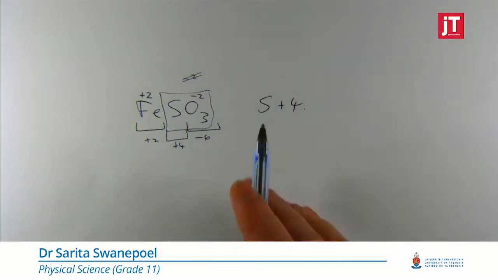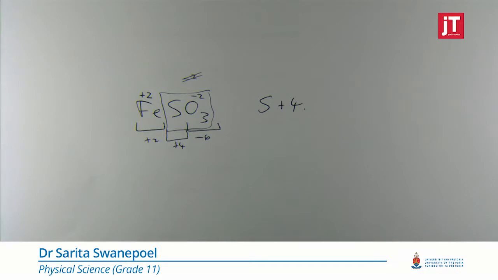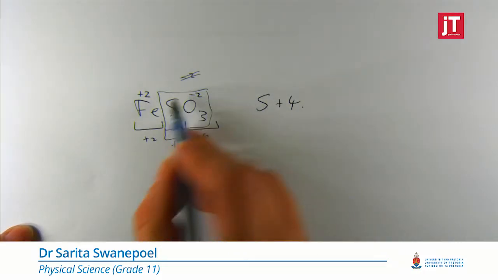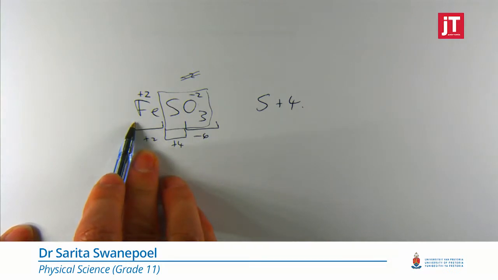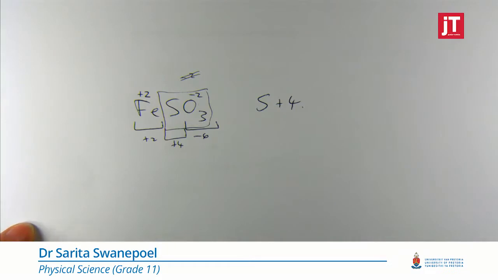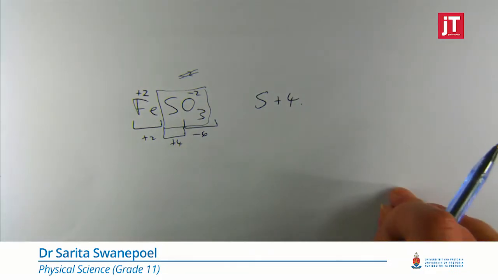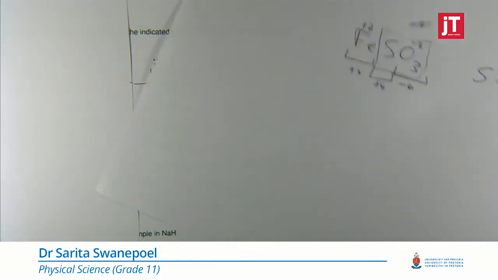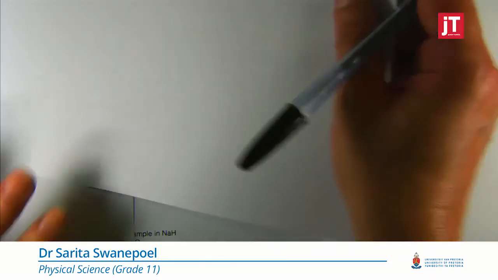So this was a difficult one. You had to use both methods. You had to use the ionic table method to get to the charge of the iron, and then you had to take them separately in order to get the sulfur. Should I do this one again, or are you happy? Happy? Not happy? Okay, let me do it again.